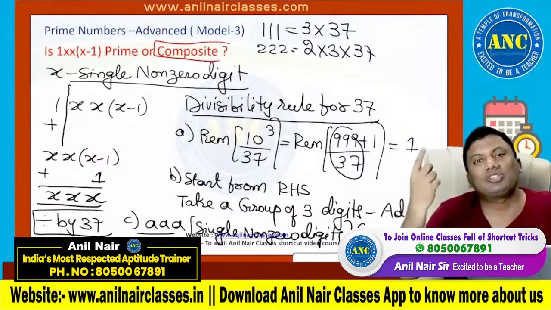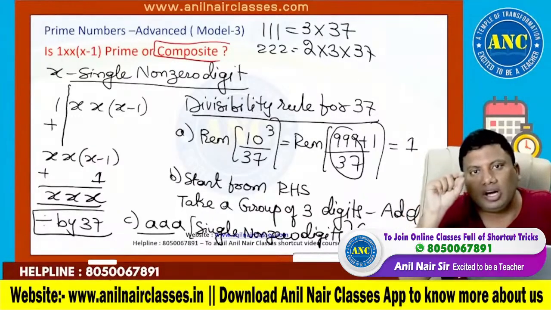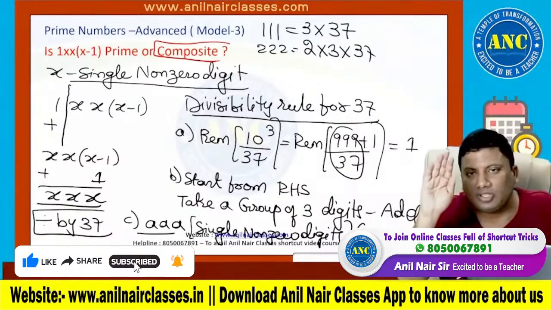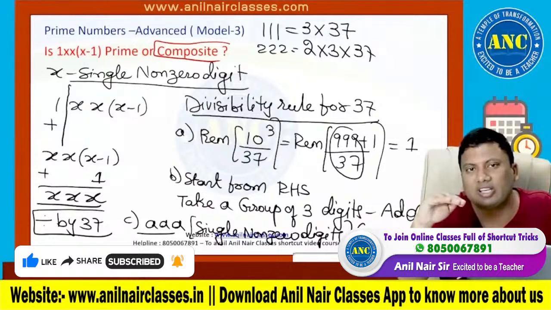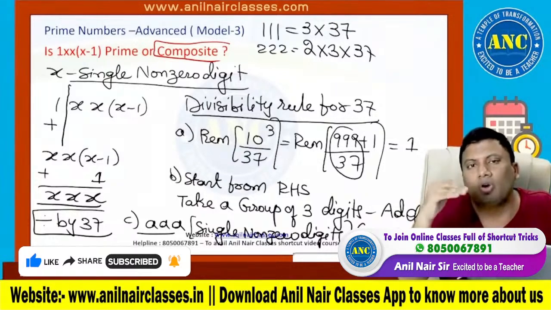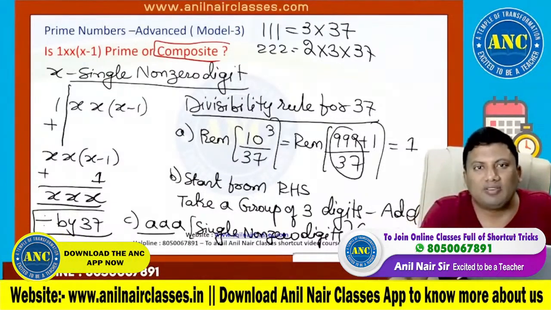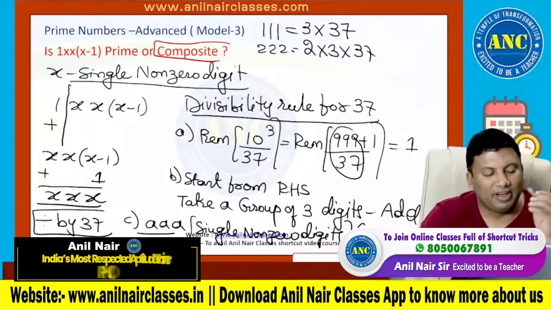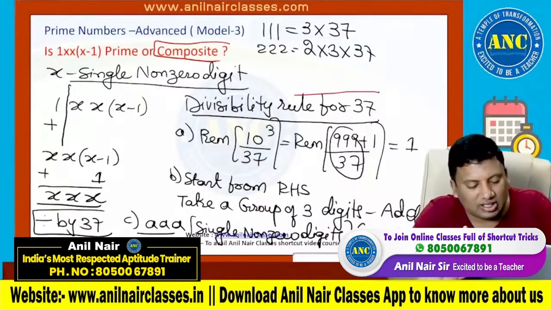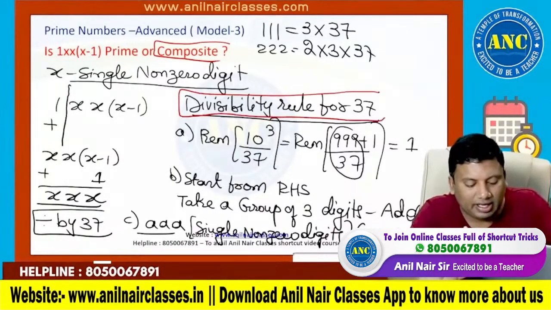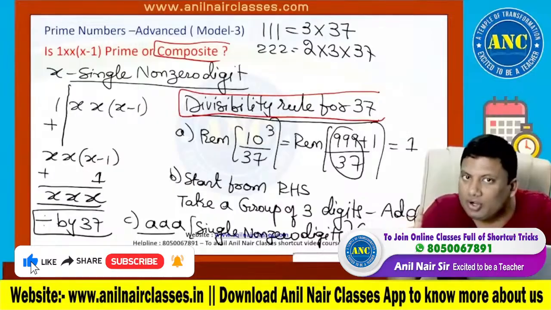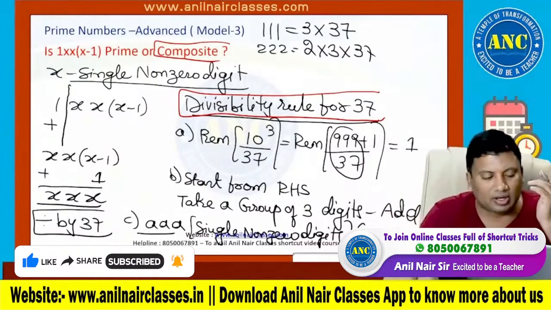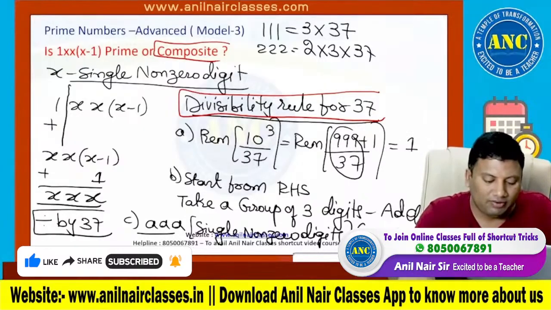I told you in session number 1, there are 237 ways to check whether a number is prime or composite. First one failing, go to the second one. Second one failing, go to the third one. If all 237 fail, then the number is a prime number. Very, very good question, sir, which uses the concept of divisibility rule for 37. Every question, one new concept. Every question, one new way of looking at the question.